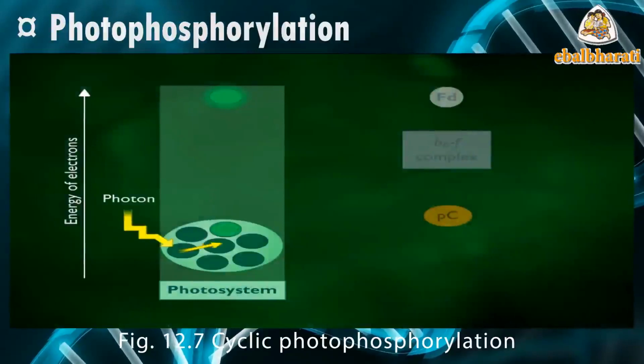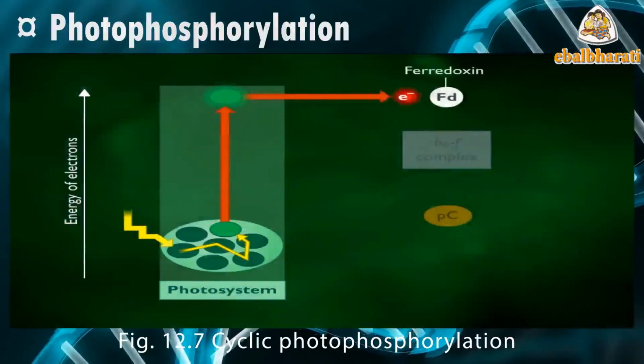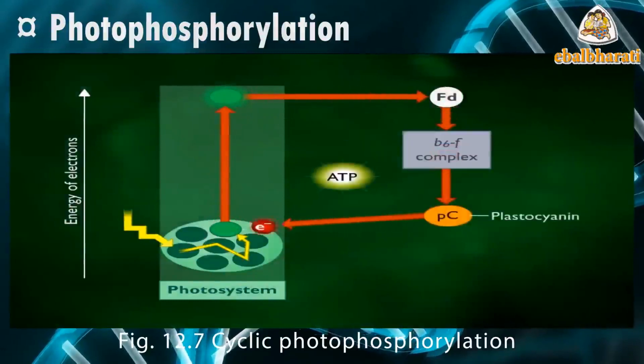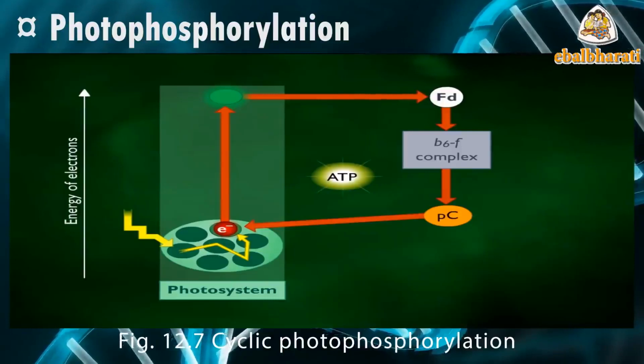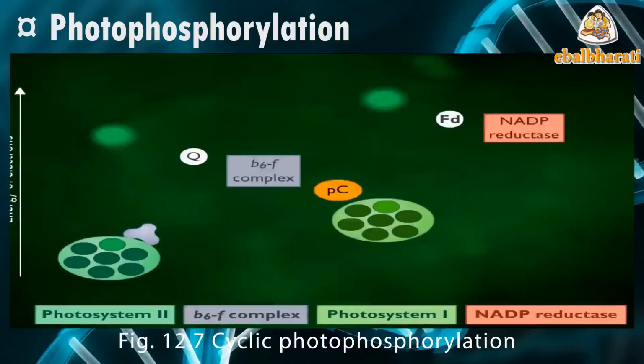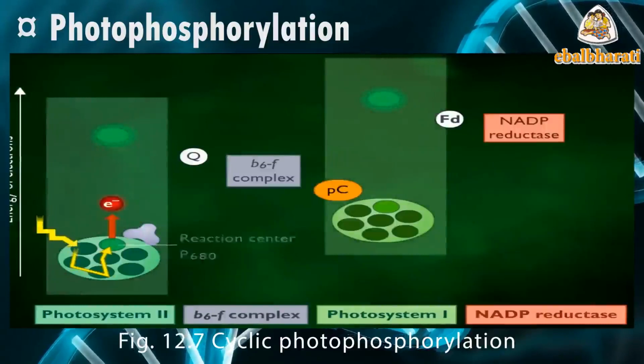Photophosphorylation. Formation of ATP in the chloroplast in the presence of light is called photophosphorylation. It takes place in two forms: cyclic photophosphorylation. Elimination of photosystem second causes electrons to move continuously out of the reaction center of photosystem first and back to it.